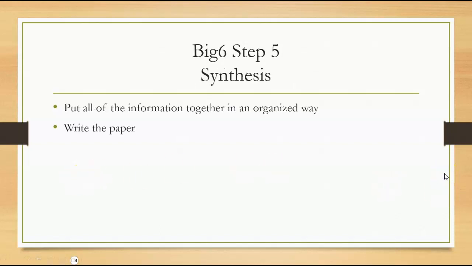For step 5, this is synthesis. And this is where you are going to put all of the information together in an organized way. So you're going to start with an outline and organize all of the sources. You're going to then actually write your paper. You're going to put all of that information together and write your paper in an organized way.